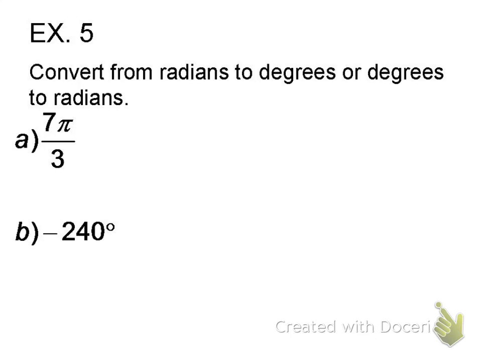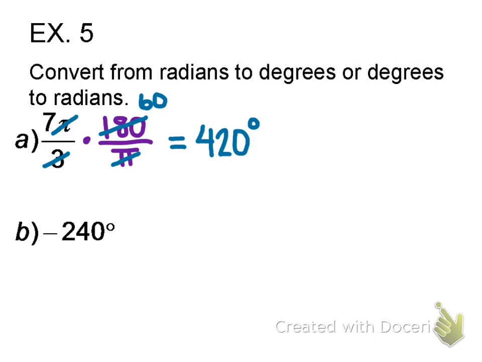Okay, number 5, we're going to convert from radians to degrees or degrees to radians, whatever we're given. So A, we're given 7 pi over 3. This is a radian measure, so we're going to convert to degrees, and we're going to multiply by 180 over pi. And I like to do this without a calculator as much as possible, just so I can simplify my fractions. So I notice that the pi's are going to cancel out. I know that 3 is going to go into 180 60 times. Then I can multiply 7 times 60. That should be pretty easy. That's going to be 420 degrees. So 7 pi over 3 is the same as 420 degrees.